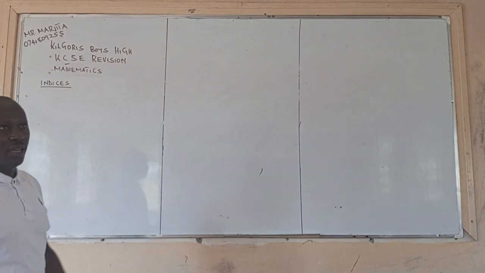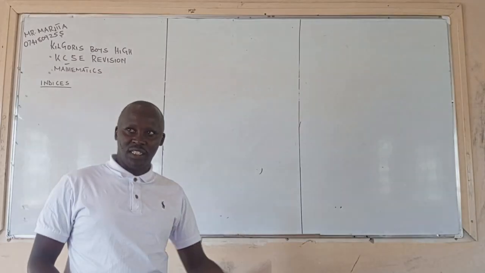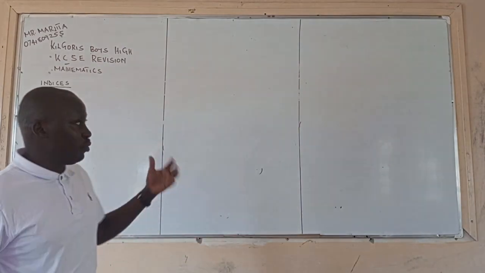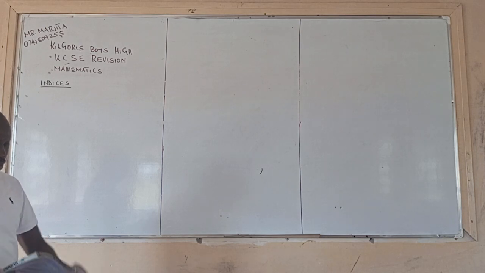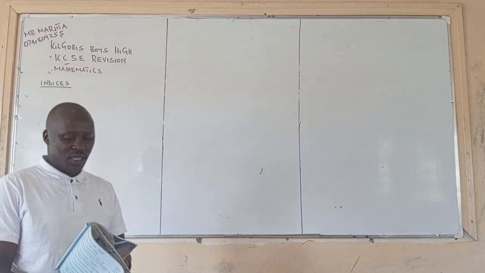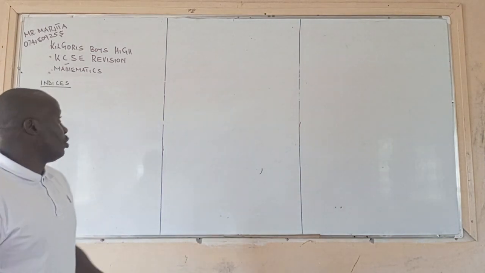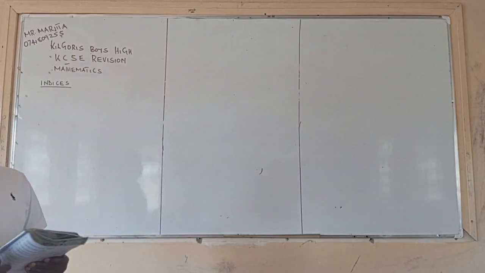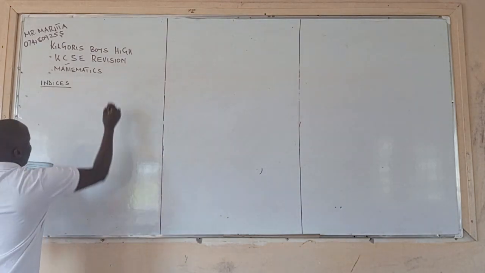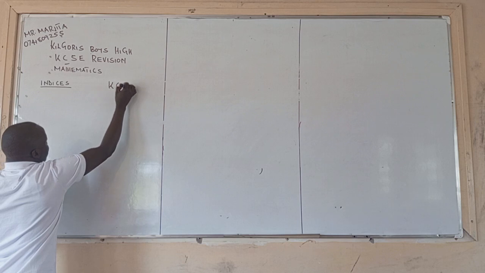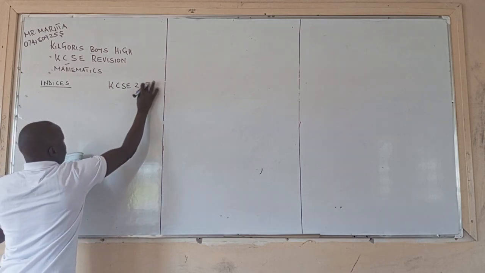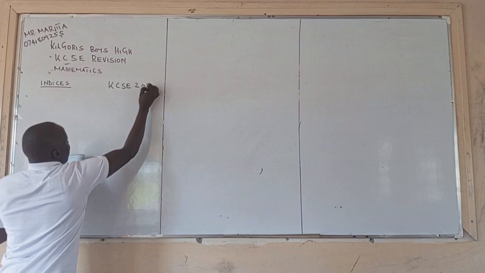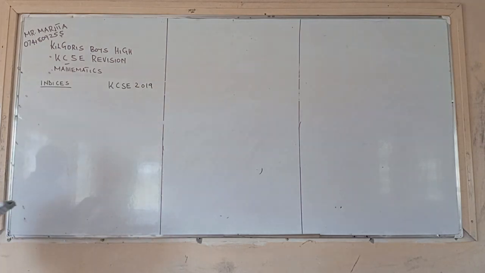Today we are looking at mathematics past KCSE revision, and our topic is Form 2 work, that is indices. We wanted to look at some of the questions from KCSE made familiar. So I'm starting with KCSE 2019.